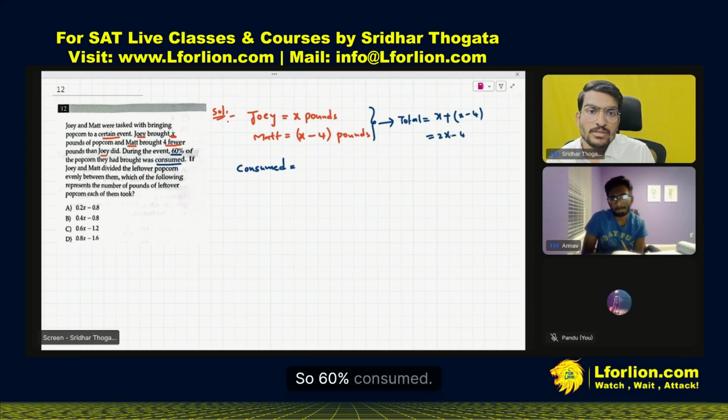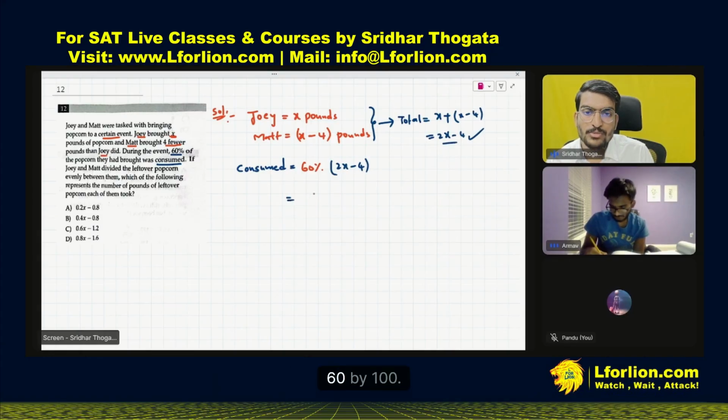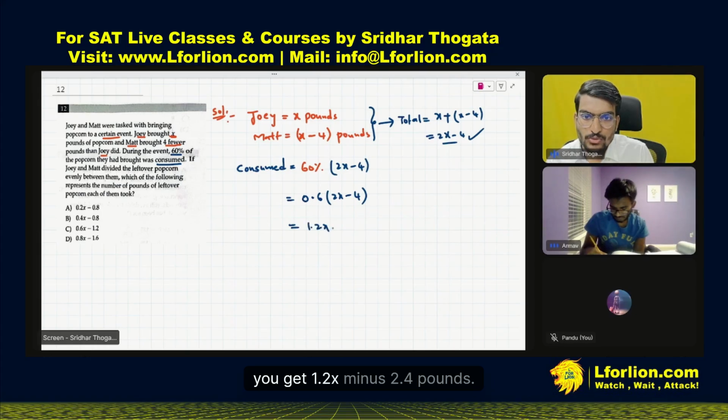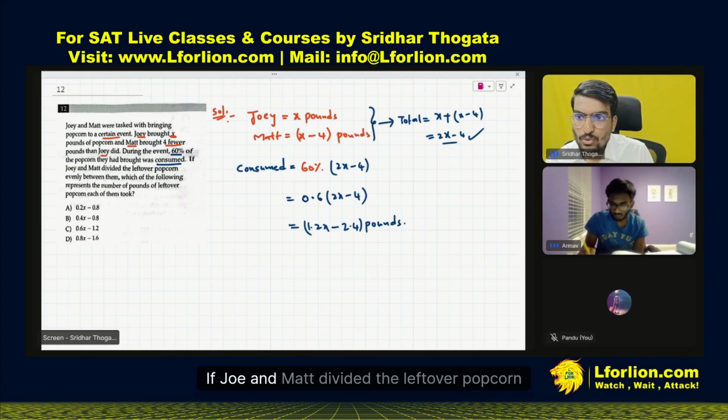So 60% consumed. 60% of this 2X minus 4, which is the total popcorn they brought. 60% is how much? 60 by 100, it is 0.6 times 2X minus 4. On multiplying this, you get 1.2X minus 2.4 pounds. So this is consumed.